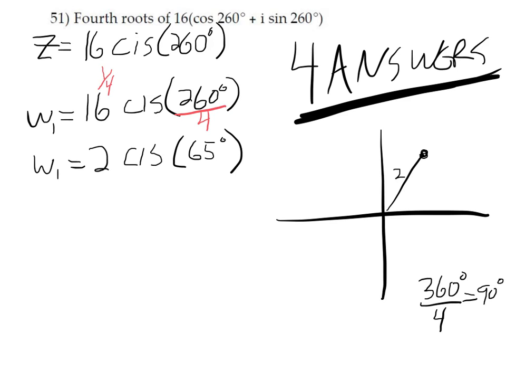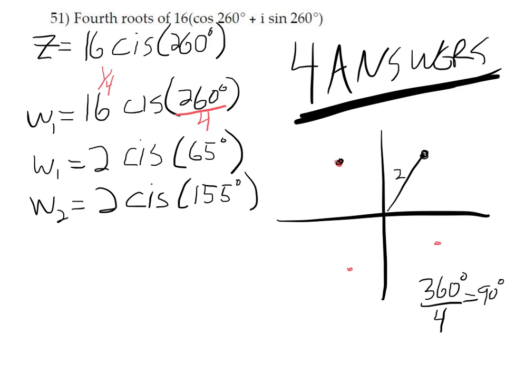So if I move around 90 degrees from this one, in the same modulus, I will find the next number. So just visually, that's the next, that's the third one, and that's the fourth one. These are the four complex fourth roots of 16 cosine 260 plus I sine 260. They're equally spaced and they should be the same distance away. Now, we have our first one, W1. So W2 is also 2, CIS, with just 90 degrees more than 65, which is 155.